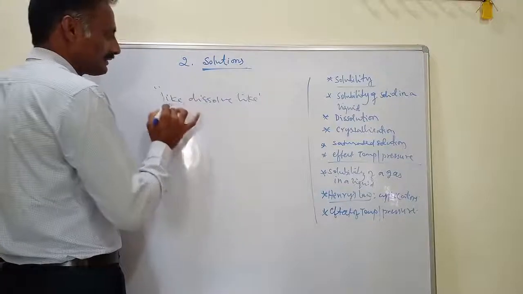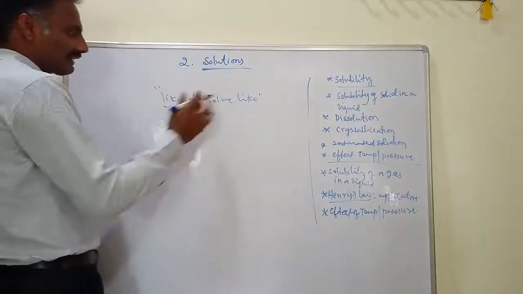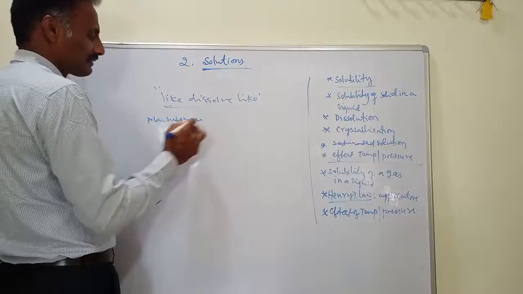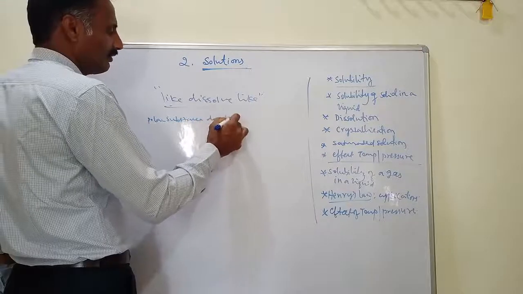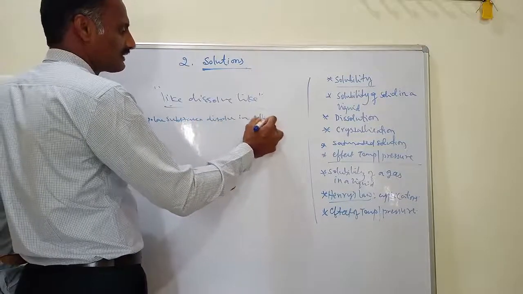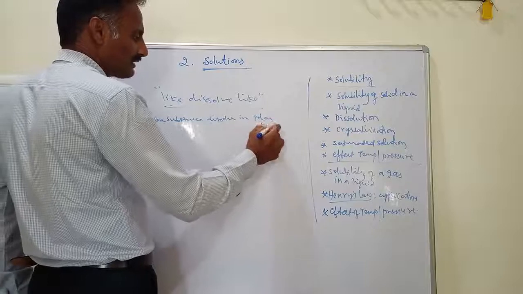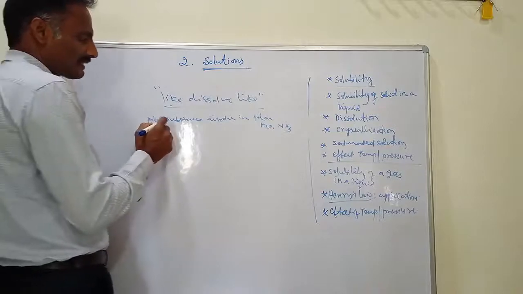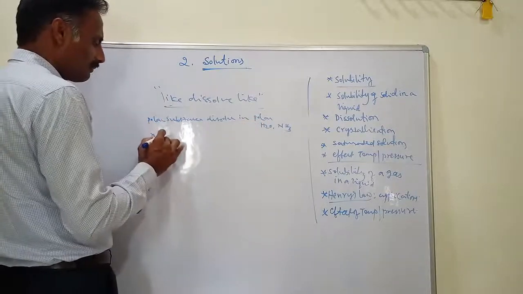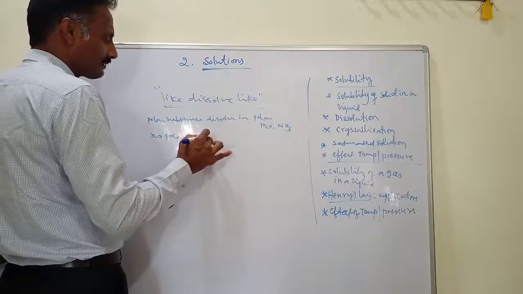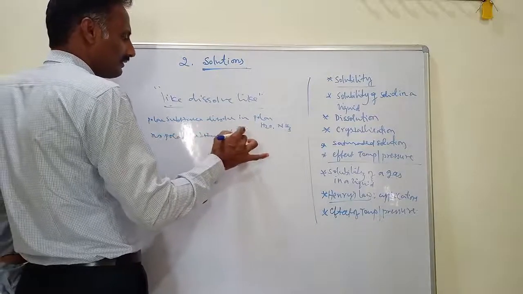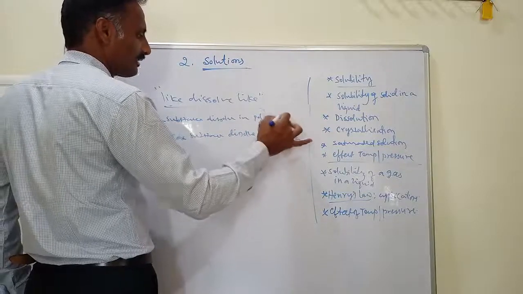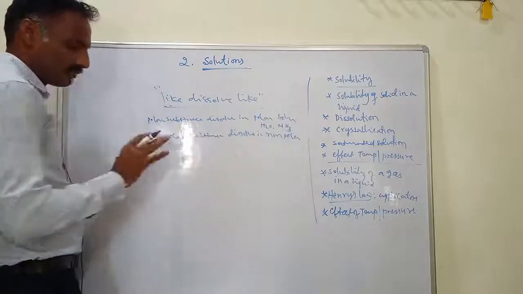Then what is the meaning of that? Like dissolves like means polar substances dissolve in polar solvents. And what are polar solvents? Water is called a polar solvent. Ammonia is called a polar solvent. Polar substances dissolve in polar solvents, and non-polar substances dissolve in non-polar solvents. This is the basic principle of solubility.